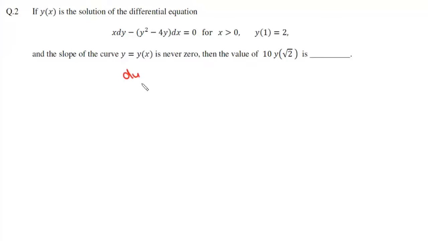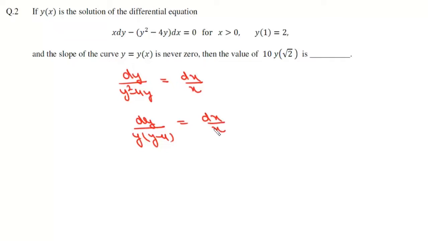So we can simply write this as dy upon y² minus 4y, and it is equal to dx upon x. Now this is dy upon y into (y minus 4), and this is dx upon x. Now we'll use partial fractions to break this: 1 upon y(y minus 4) is a upon y plus b upon (y minus 4). Now for a, if we put y as 0, we'll get a as minus 1 by 4. And if we put y as 4, we'll get b as 1 by 4.